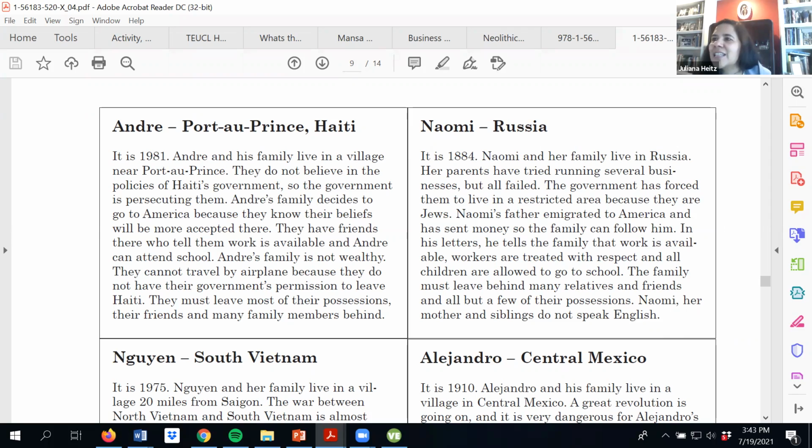Okay. It is 1981. Andre and his family live in a village near Port-au-Prince. They do not believe in the policies of Haiti's government, so the government is persecuting them. Andre's family decides to go to America because they know their beliefs will be more accepted there. They have friends there who tell them work is available and Andre can attend school. Andre's family is not wealthy. They cannot travel by airplane because they do not have their government's permission to leave Haiti. They must leave most of their possessions, their friends, and many family members behind.